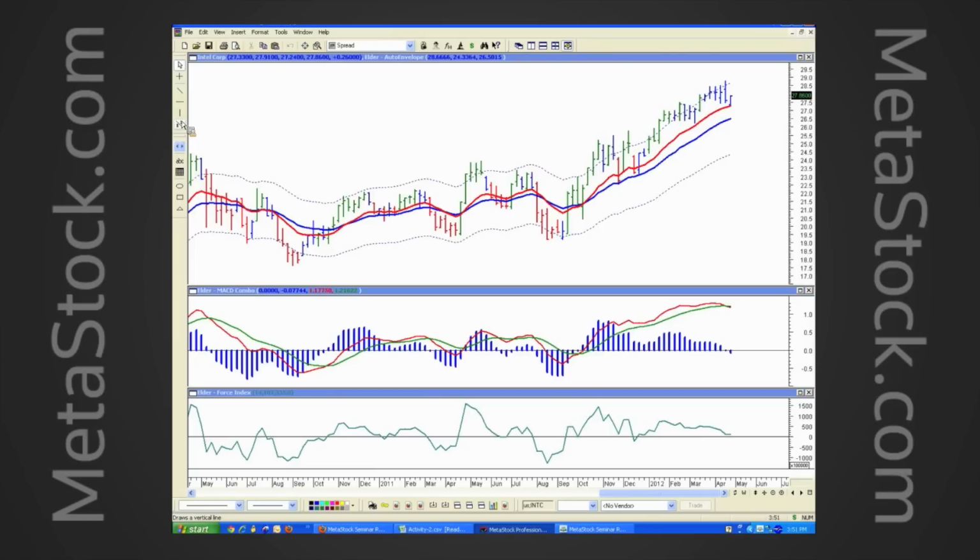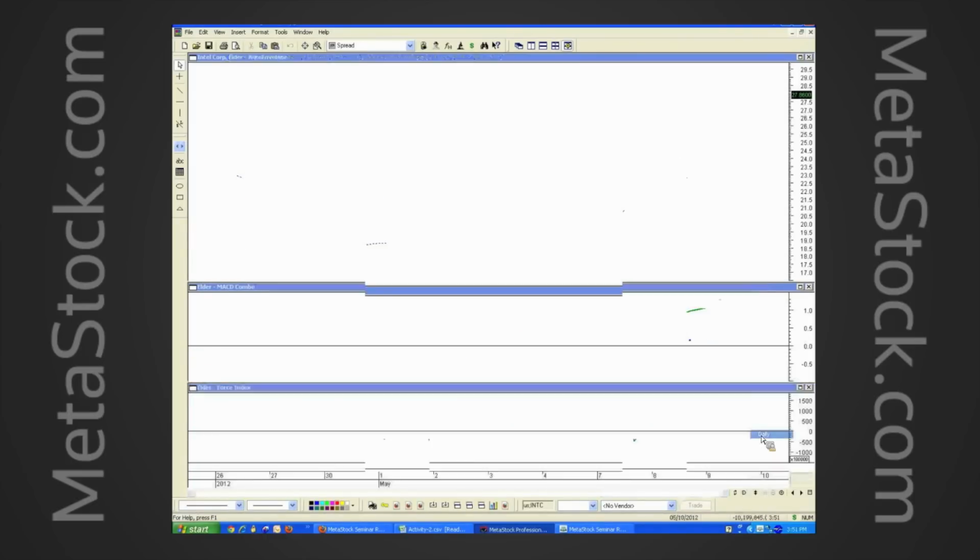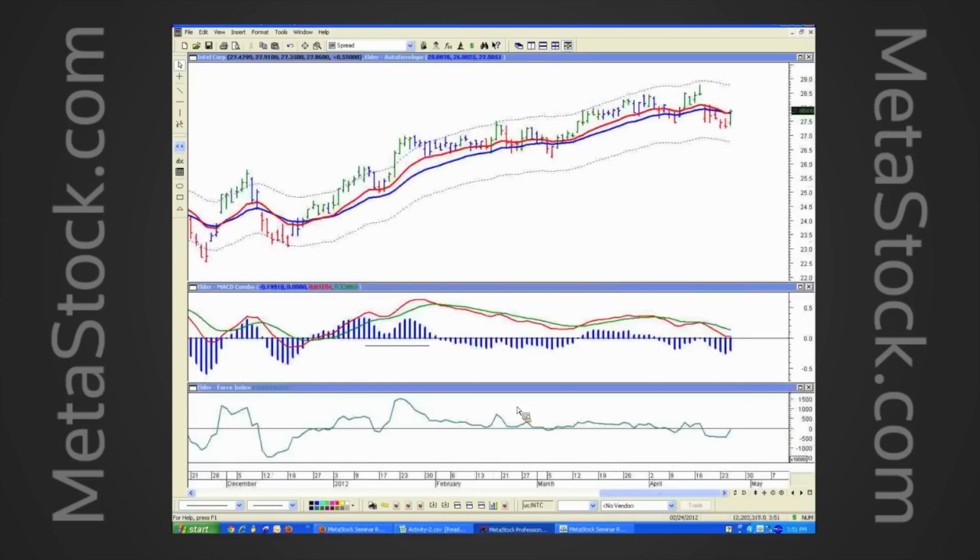So looking at this chart, I'll say to myself, well, we have an overvalued stock in a weakening market. If you look at the chart of force index below, you can see really how much weaker it is. So count me as a bear on Intel. Let's take a look at the daily chart.